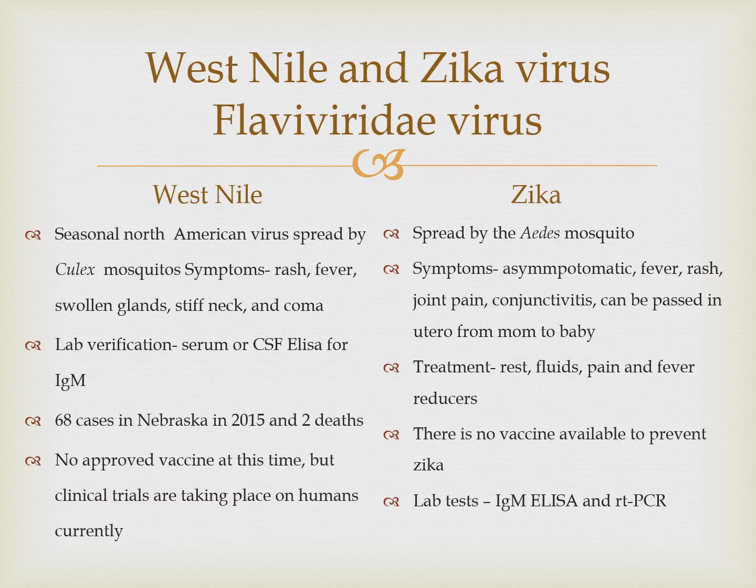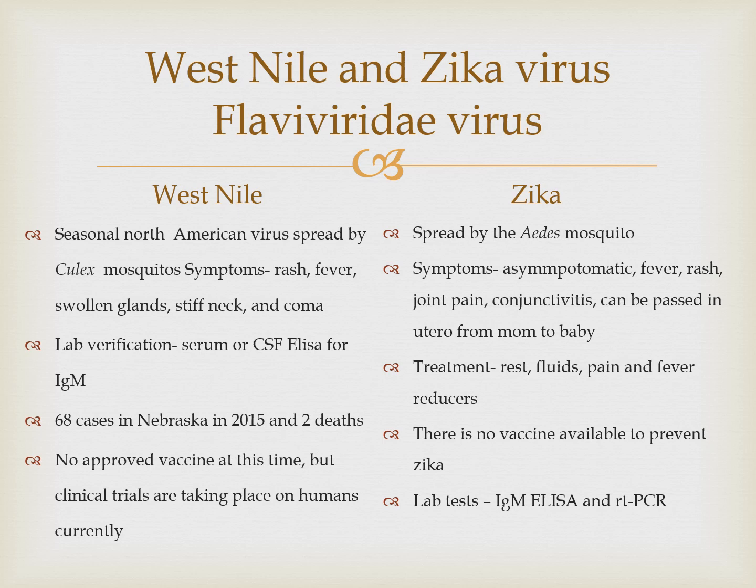Let's talk about the Flaviviridae viruses, which would include West Nile virus and Zika virus. Okay. The leading cause of mosquito-borne diseases in the United States is West Nile virus. This is a seasonal virus that is spread by the Culex mosquito, and symptoms of West Nile virus would include rash, fever, swollen glands, stiff neck, and it could eventually lead to coma.